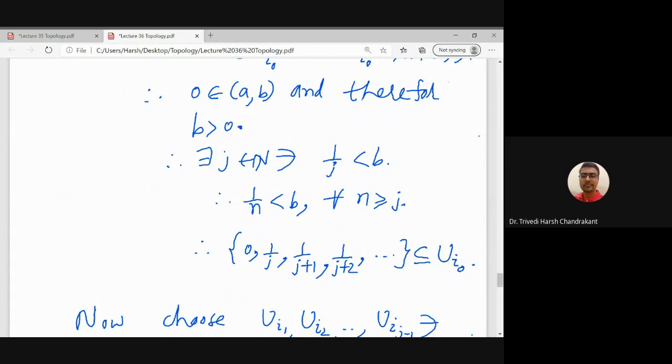And that will give that this set {0, 1/j, 1/(j+1), 1/(j+2), and so on} is a subset of U_i0. So whatever neighborhood we are getting which contains 0, it will not only contain 0, it will contain all these points of X. So what are the remaining points of X? Only 1, 1/2, 1/3 and so on up to 1/(j-1). So only finitely many points of X are remaining, which are not in this first open set which we have chosen.